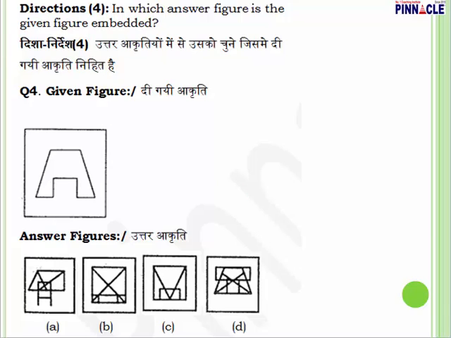Question number 4, we have to find out this embedded figure. So if you see, this type of figure is present in option D here. This shape is present in option D.